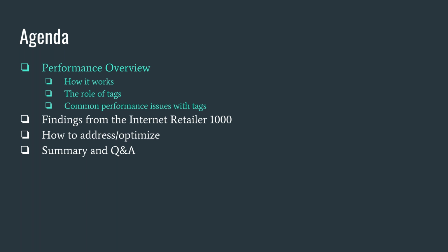Once we go through those basics and that overview for performance, I want to get into some of the findings that we have from the Internet Retailer 1000 scans. And these will relate back to, again, how tags are factoring into sites. And then we want to spend some time looking at how we can actually address and optimize those different things. So we'll go through an overview, how it works, why it's important to figure out what sorts of issues are present currently on some of these top retail websites and areas to look at on your site, and then how we can actually go in and address them. At the end, we'll wrap up with questions.